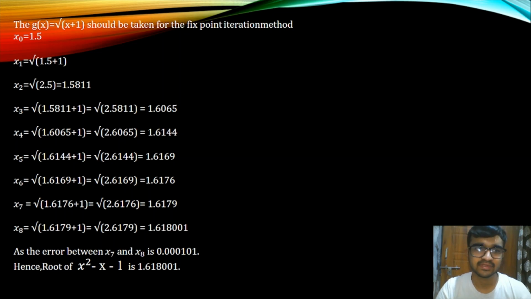First we found x1, then x2, then again put x2 in our g(x) and found x3, then we put x3 and find x4, and similarly we found x8, and at last we see that the error between x7 and x8 has become less than 0.001. Hence we can say that our root will exist. So this is the simple fixed point iteration method. Now we would move forward to our next question.